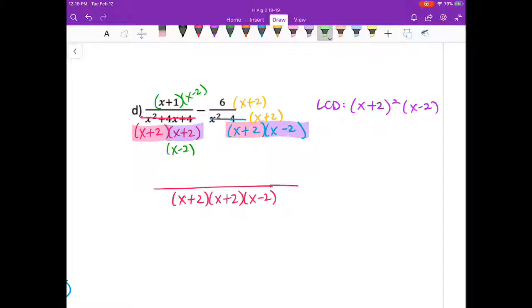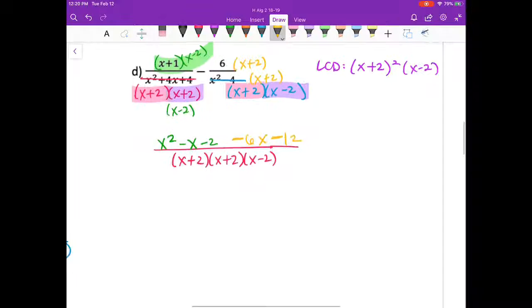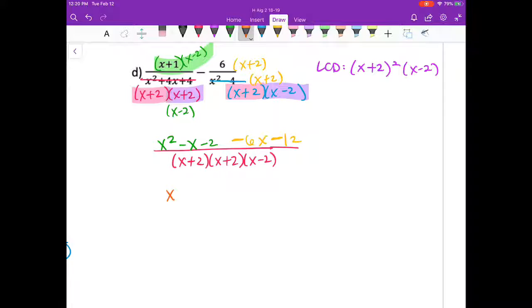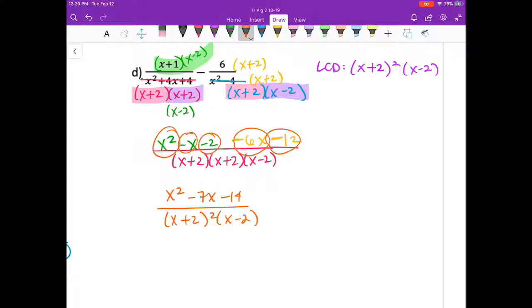And then on top I have x plus 1 times x minus 2. I can FOIL that right now. I have x squared minus 2x plus x minus 2. And then we're going to be subtracting 6x plus 12. Again, we need to remember to distribute that minus sign. So it'll be minus 6x minus 12. And then we'll be able to combine our like terms. So we'll have x squared, nothing to combine with that, minus x minus 6x is minus 7x, minus 2 minus 12 is minus 14, all over our LCD. x plus 2 squared times x minus 2. Our numerator, we'd look to see if we can factor it. I don't think we'll be able to, so we will call it good.